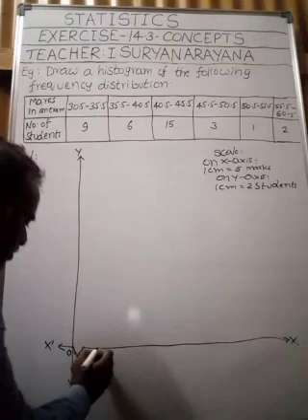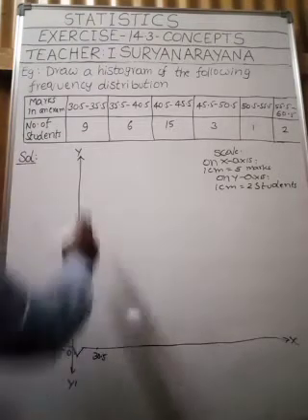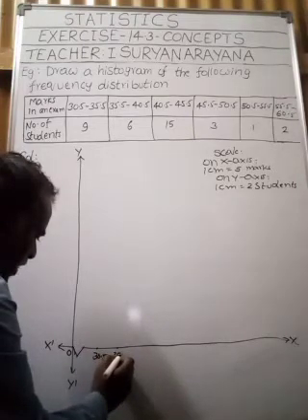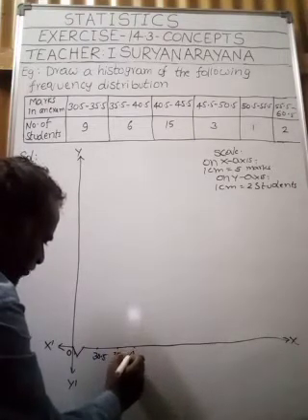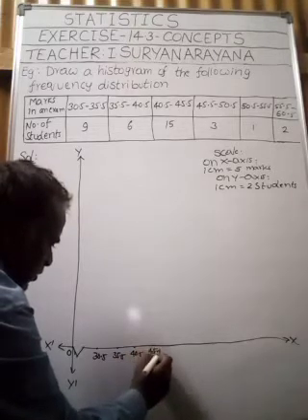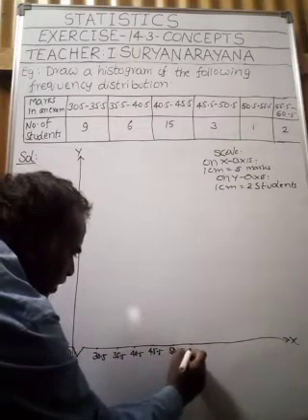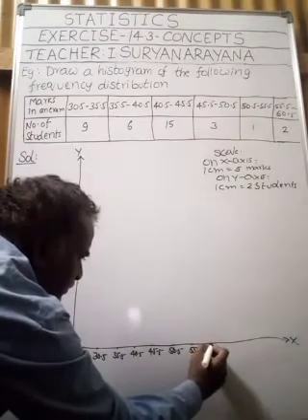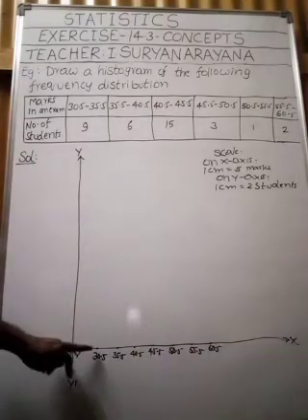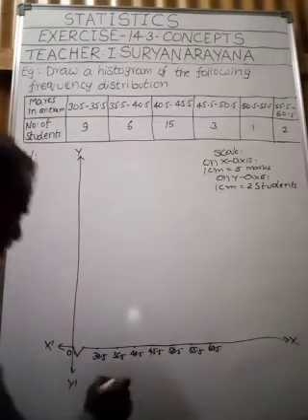Now here we have to take 30.5, next 35.5, next 40.5, next 45.5, next 50.5, next 55.5, next 60.5. 1 centimeter is equal to 5 marks. Okay, my children, marks.